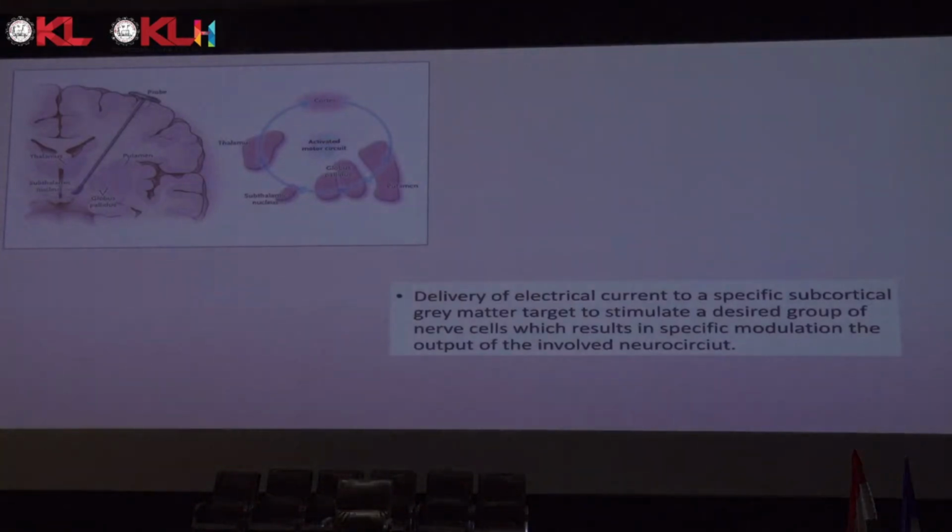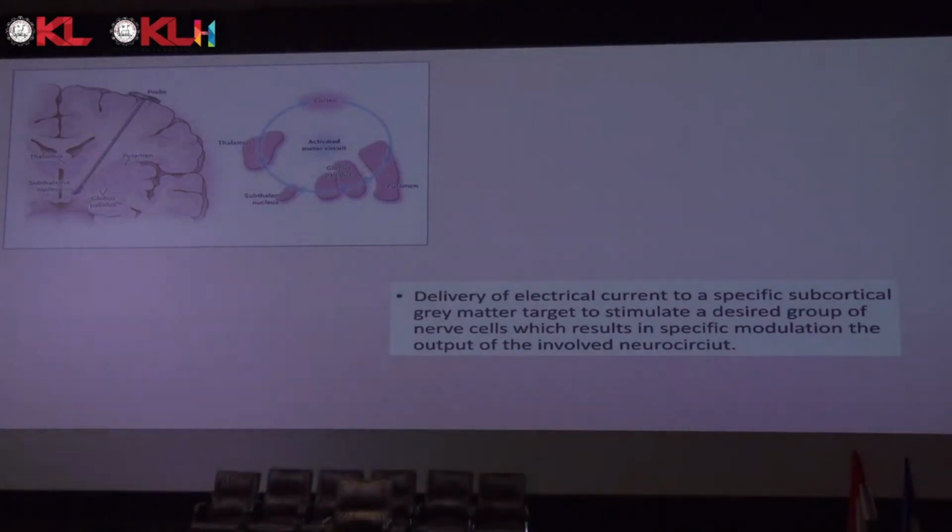So different nuclei are there: the subthalamic nucleus, thalamus, GPI, and striatum. So different target structures are there. Primarily for Parkinson DBS, we use STN and GPI. These structures are located deep inside, so we use different methods to target.